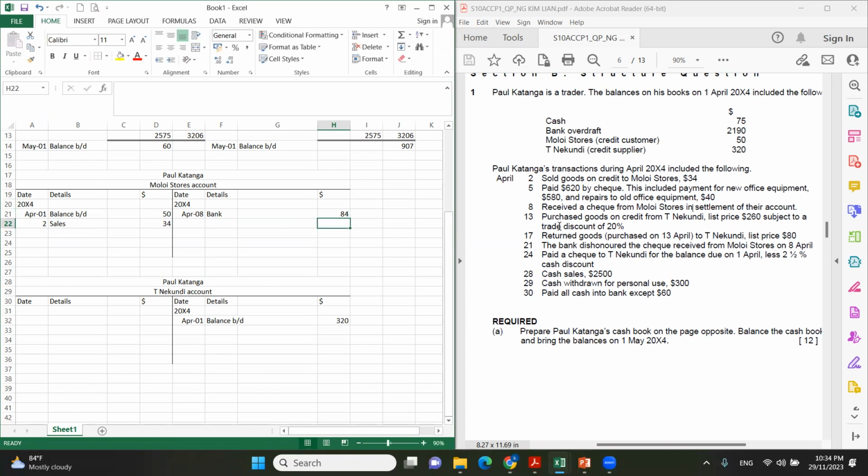Next is: purchase goods on credit from T Nukudin, list price 260. As I mentioned many times before, list price, trade discount, no accounting entry. So we have to calculate what is the net amount to record. In the T Nukudin account, on the 13th, this purchases amount.